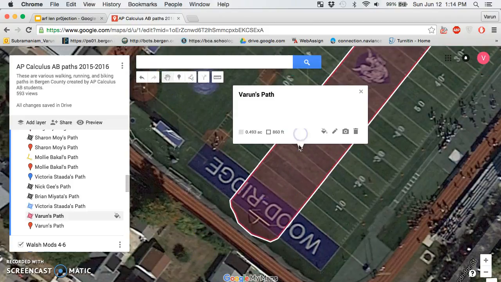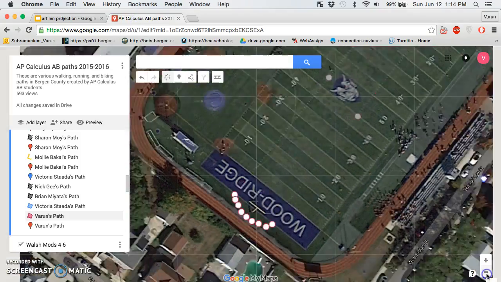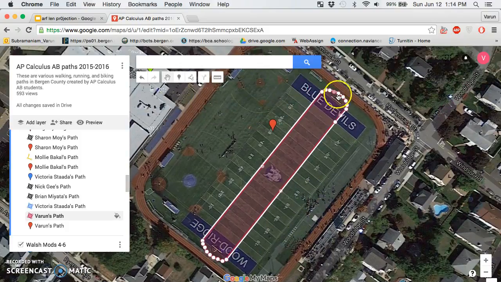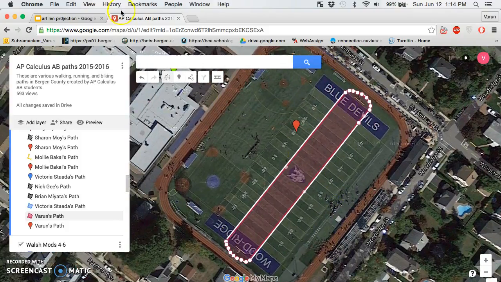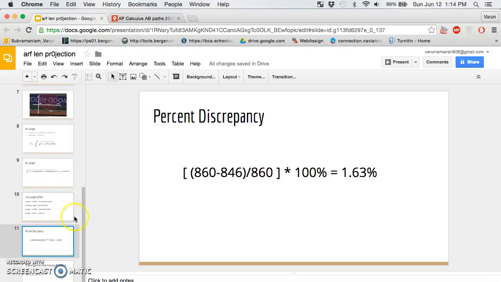I'm just going to double click here, and you can see that our path is 860 feet, and I measured 846. And again, some length is lost because this is not a perfect curved line with the vertex at the center. So obviously there's going to be some discrepancy there. But you can kind of see the accuracy of this arc length formula by looking at the percent error. And we get a 1.63% error, which is statistically acceptable. So you can see that this formula really does work.